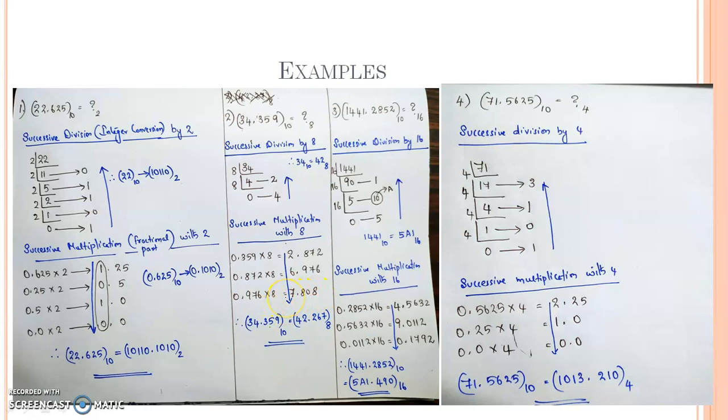And you can go on continuing multiplication to get more precision. But we are going to stop here with 3 or 4 precisions. Maximum 4 precisions is enough. Okay, so I'm stopping here. So the 0.359 is nothing but 0.267 to the base 8. So in total, 34.359 is 42.267 to the base 8.